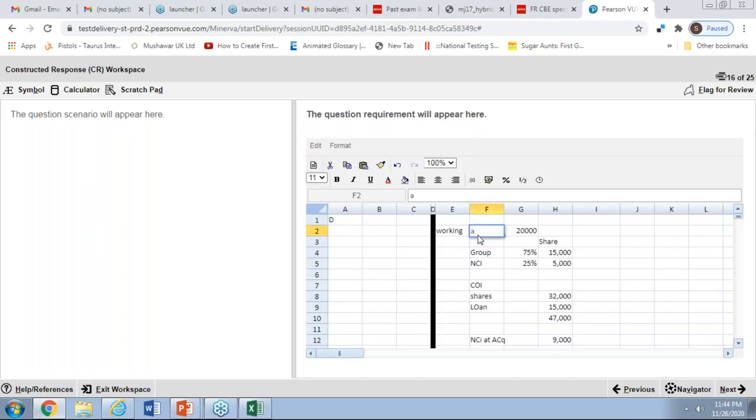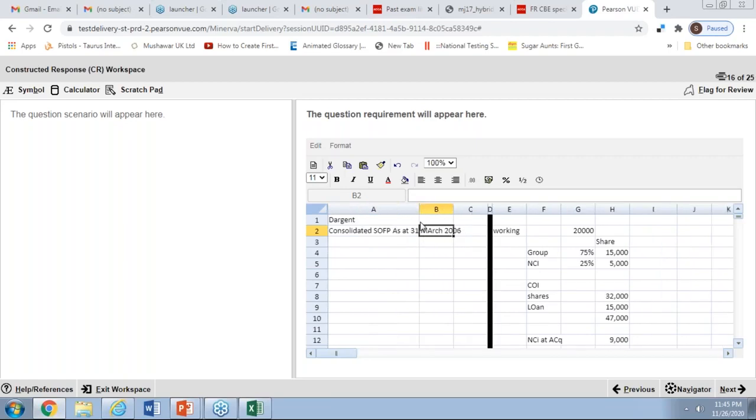Dargent. Start it again. Dargent Consolidated Statement of Financial Position as at 31st March 2006. Indian working position level, 3 zeros.